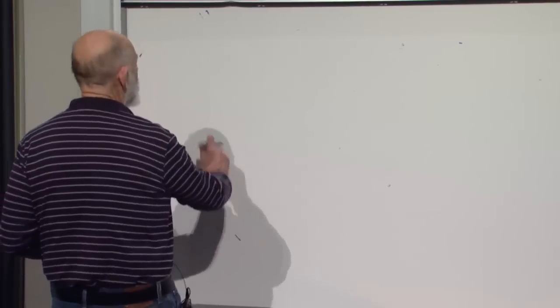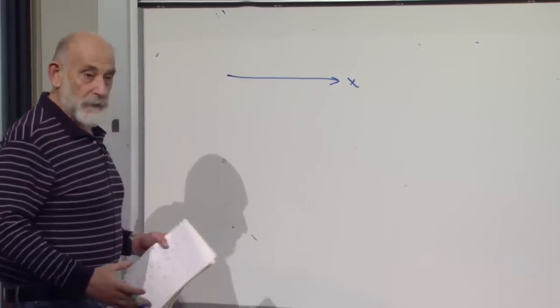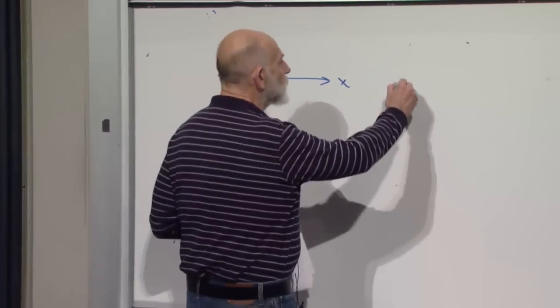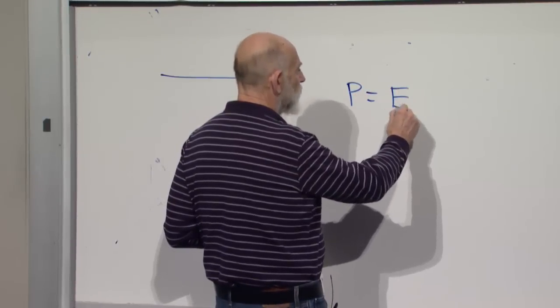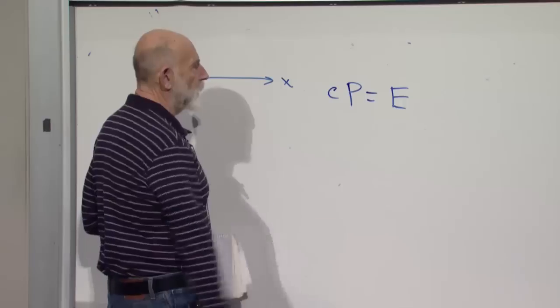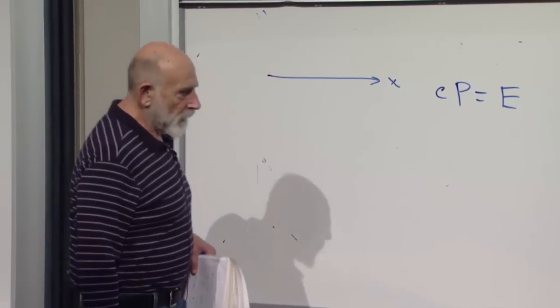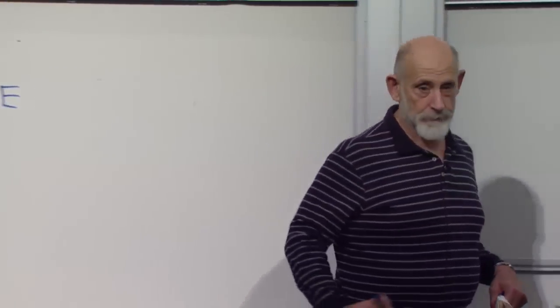Here's what you know about a particle moving along the x-axis with the speed of light. It's massless, so it moves with the speed of light. Its momentum is equal to its energy. Strictly speaking, if I put the speed of light back, energy is equal to c times the momentum. This is true for a photon. It's true for any massless particle.